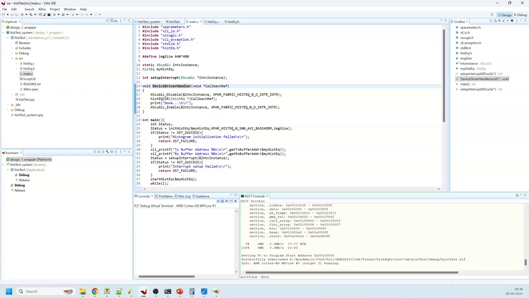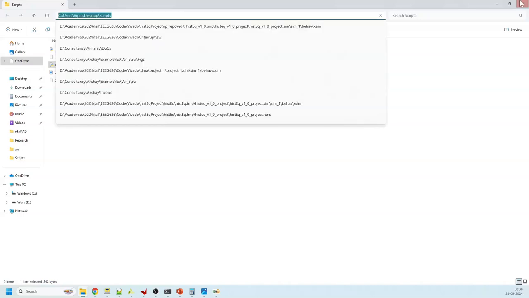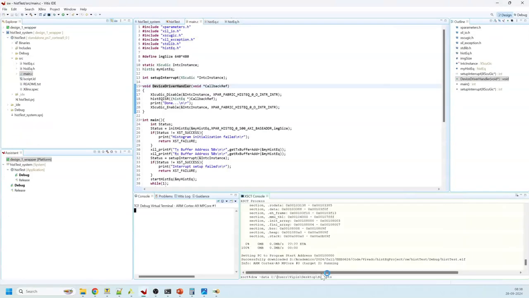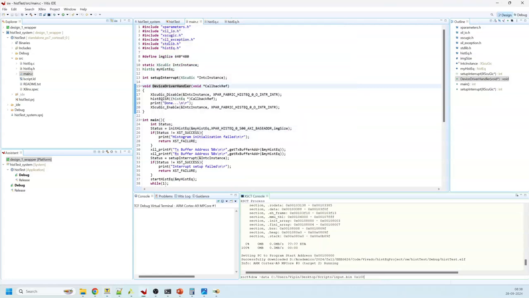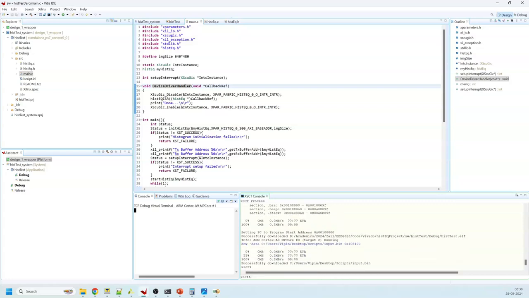DAO-data followed by the file name. I'll be using our input file, input.bin, followed by the address where you want to store it. We want to store it in 108.400. So that is being downloaded and the data is stored there.